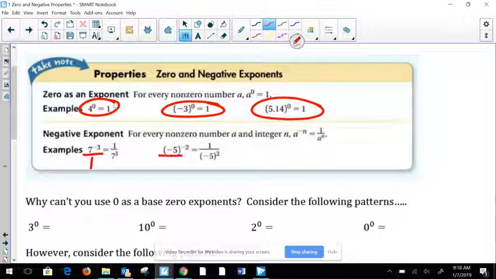Same thing with a negative number. I have negative 5 to the negative 2 power, so I need to move it to the bottom and make the exponent positive, not the number, but the exponent. So negative 5 to the negative 2 power is the same as 1 over negative 5 to the 2 power, or negative 5 squared. So just remember, no negative exponents are ever going to be allowed.